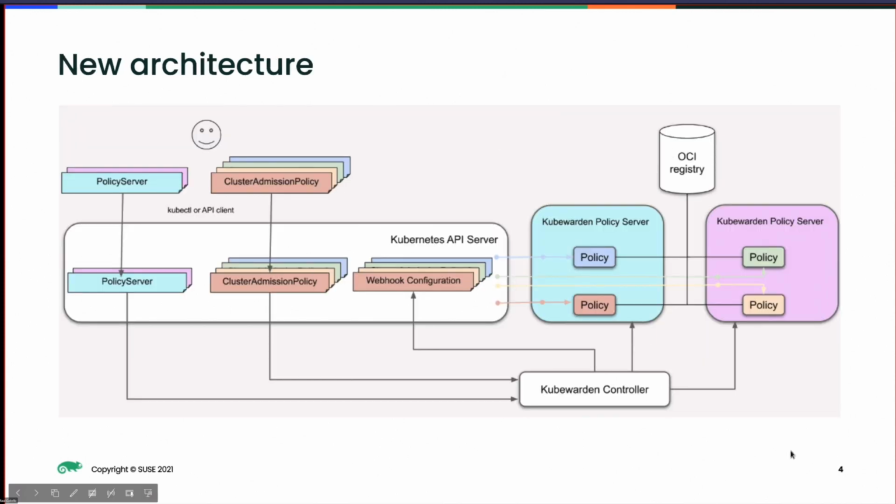Okay, so now let's move on to the new architecture. As you can see here, now we have another resource, which is the policy server. And also the Kubewarden controller is watching the events that happen in the policy server: creation, modification, deletions. And it's also watching the cluster admission policy. So it's watching both at the same time. And now it's creating the policy server, but now you can have several policy servers. So you can have whatever number of policy servers you want, and each policy server can have different policies. So now you can divide the policies between different servers.